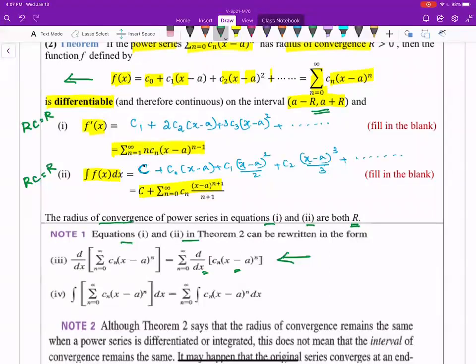Then in the same way, the integral of the power series is a power series with sigma inside. It is the sigma of the integral. That is, you can take the integral of each of the terms and then add. The integral of the sum is the sum of the integrals.